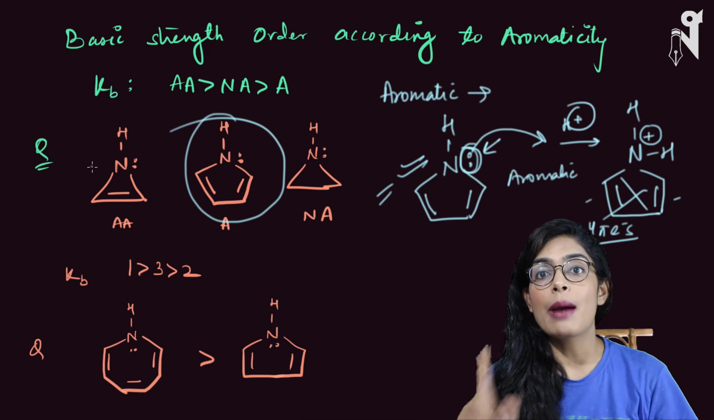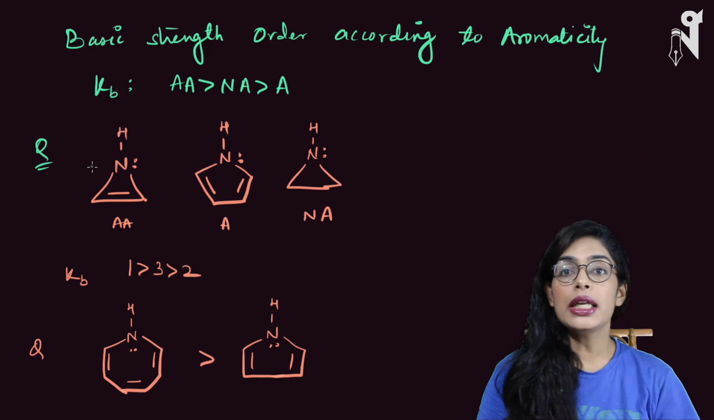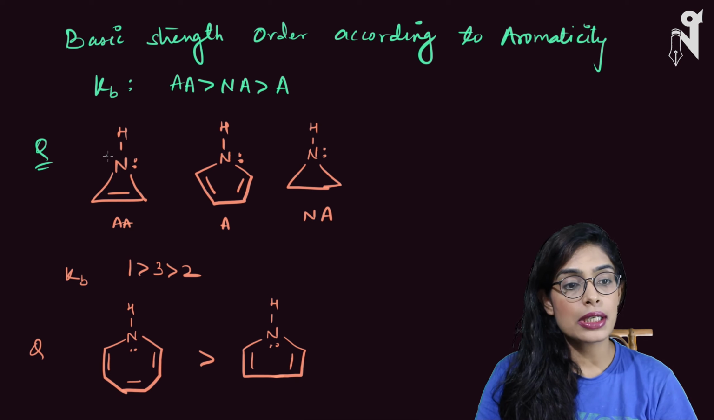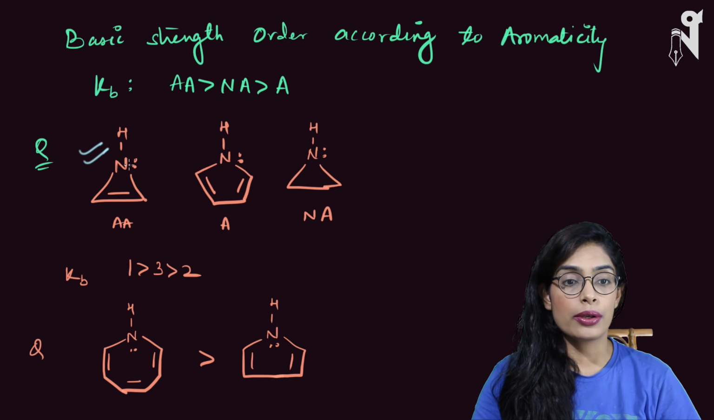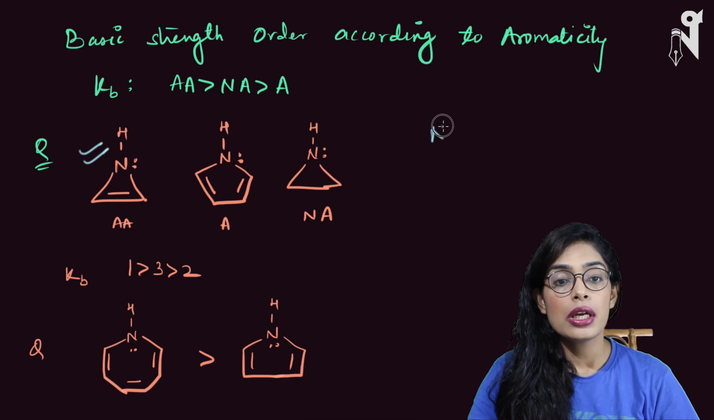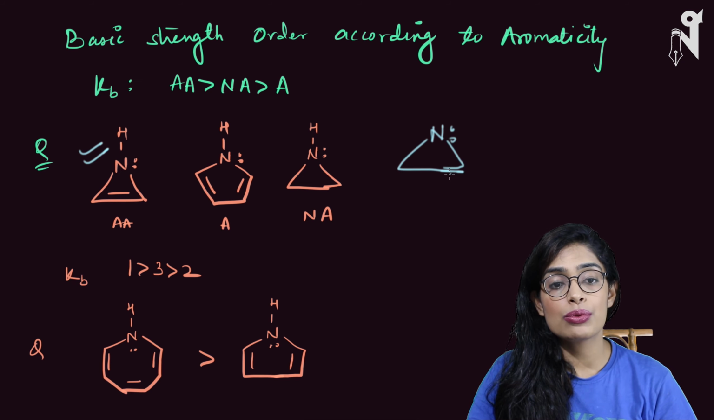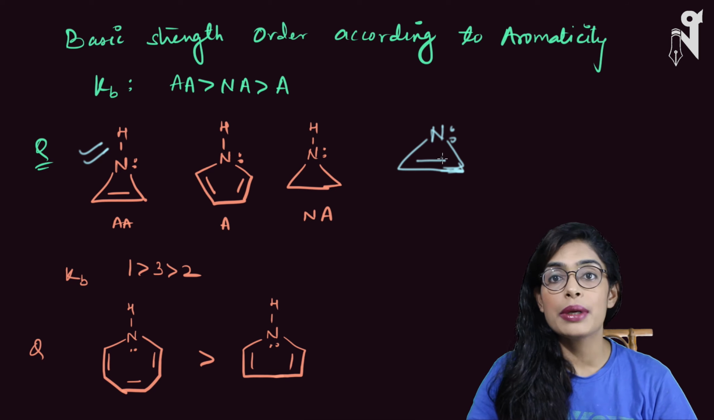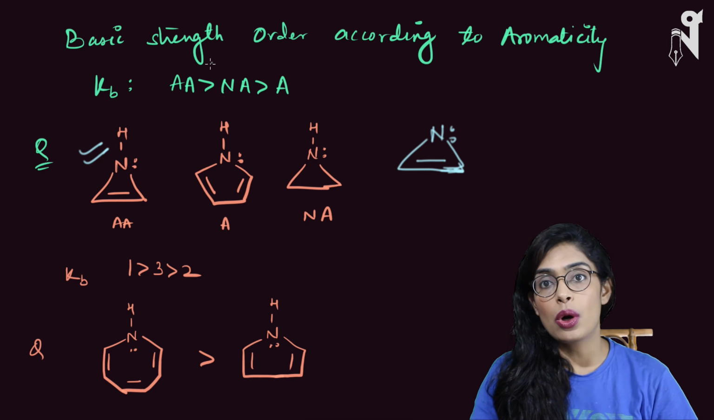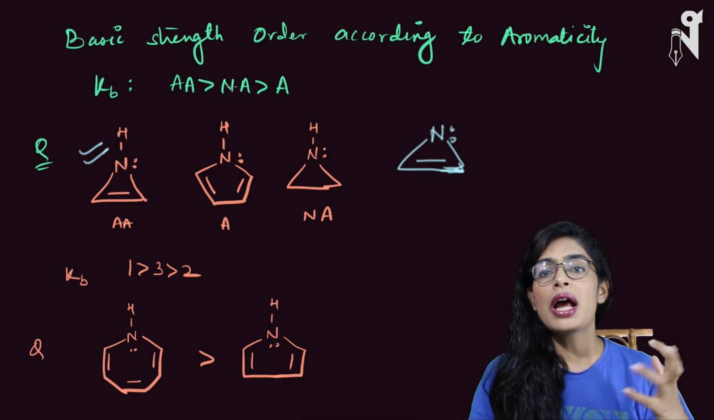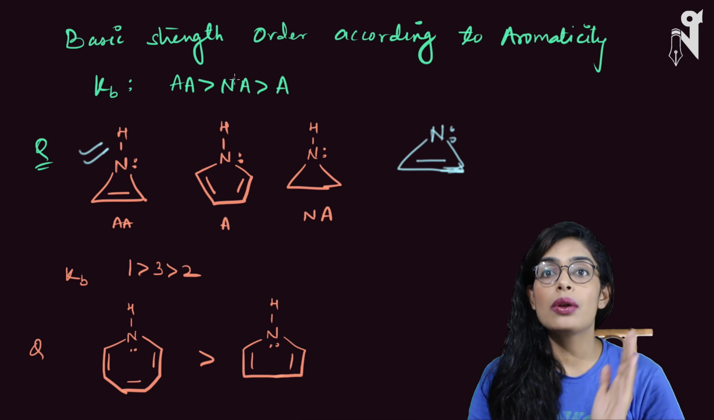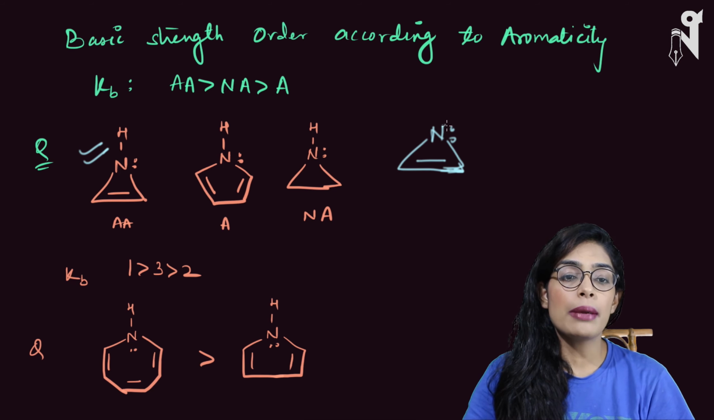Now let me explain what happens in the anti-aromatic compound. Let's take this molecule. This is my anti-aromatic molecule, so I have a structure here. In anti-aromatic, nitrogen must be embedded in the system to behave in the particular basic strength order which we are going to discuss. Here you don't have to mug up anything, just think logically. So this is my molecule.